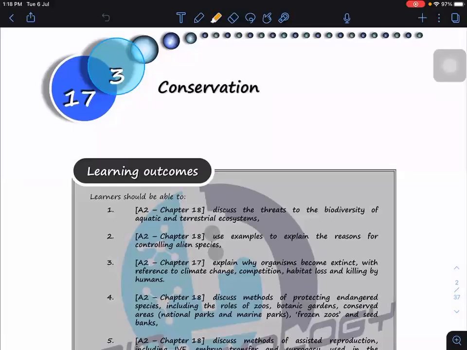Okay, talking about conservation, this is part 3 of this topic. In total, we have 4 parts. But in this note, you only have 3, because the other part is in the practicals.